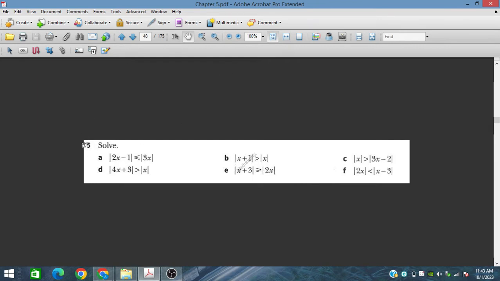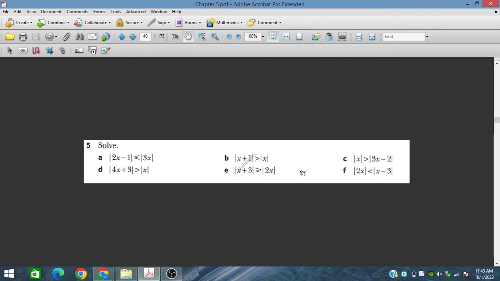In this session we will discuss questions number 5 and 6. Here we have 6 questions on inequalities. Here we have modulus of 2x minus 1 is less than or equal to modulus of 3x. Similarly, this F question is modulus 2x. So we will discuss one or two questions from this part.